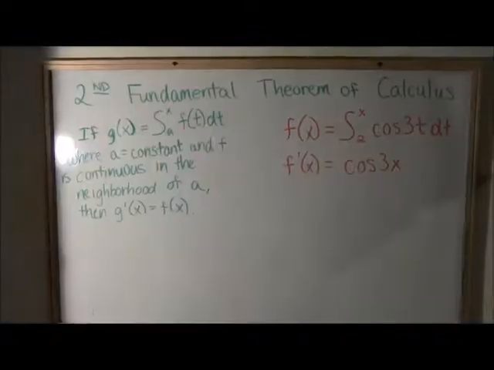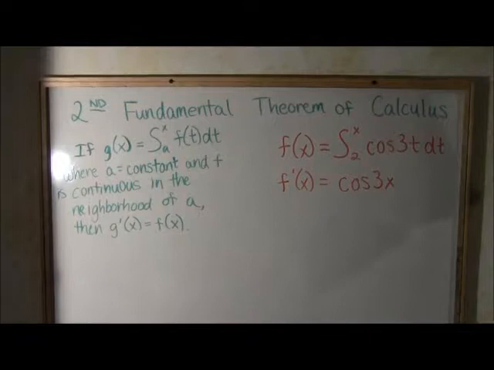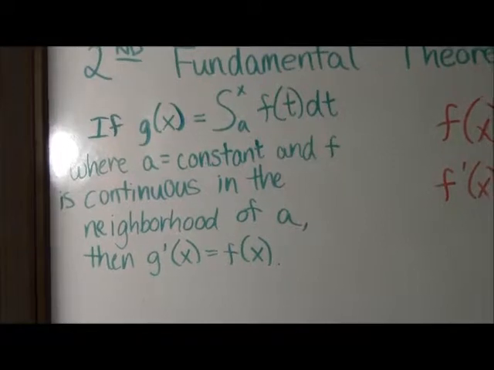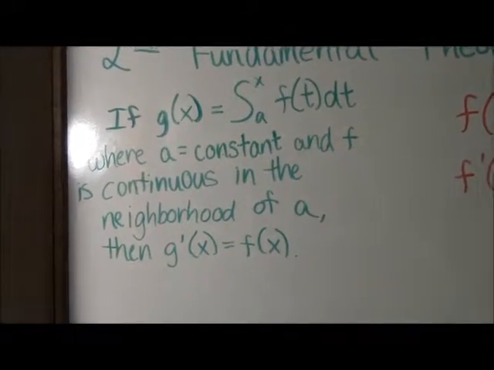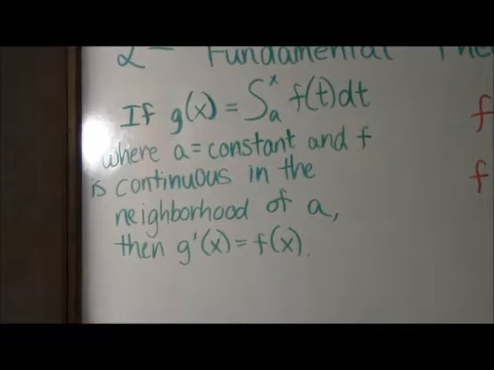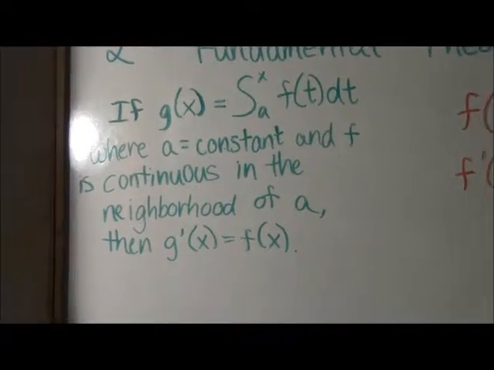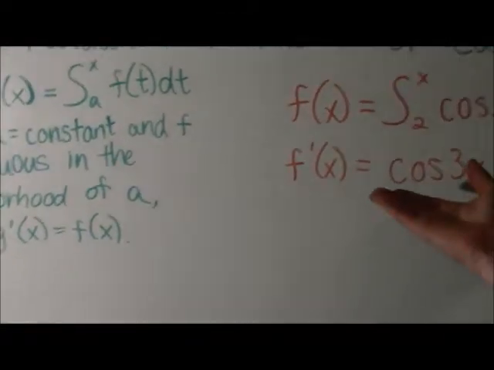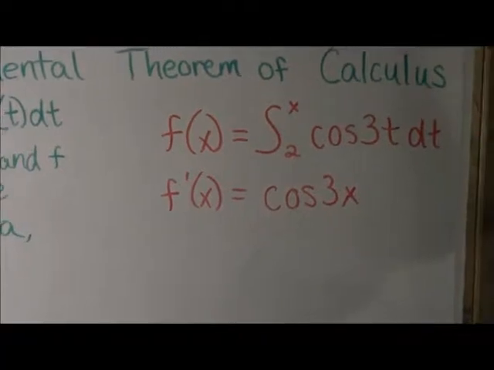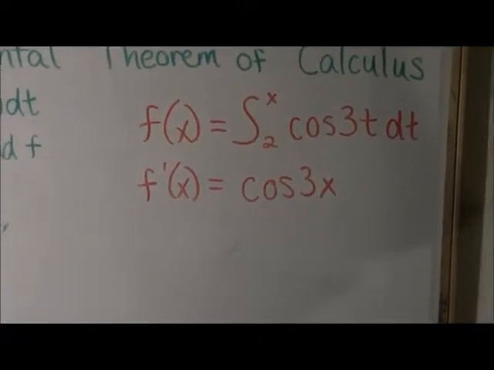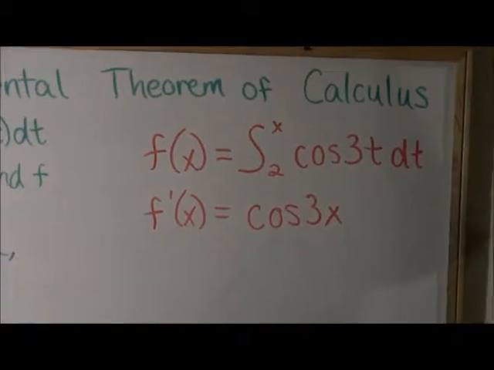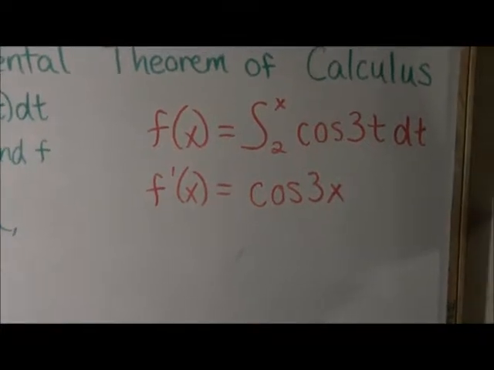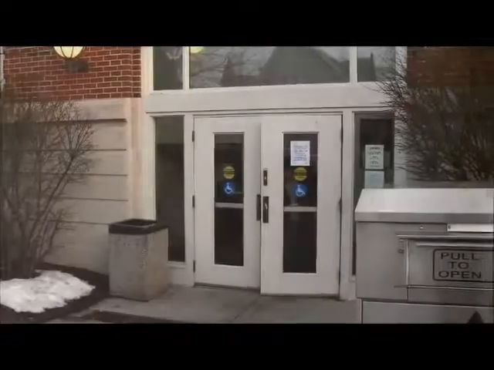Found the next problem. The second fundamental theorem of calculus states that if g of x equals the integral from a to x of f of t dt, where a equals constant and f is continuous in the neighborhood of a, then g prime of x equals f of x. So, for this equation, g of x equals the integral from 2 to x of cosine of 3t dt. So then g prime of x equals cosine of 3x.